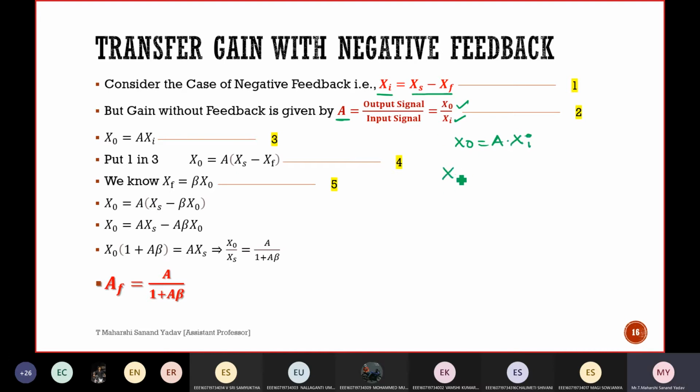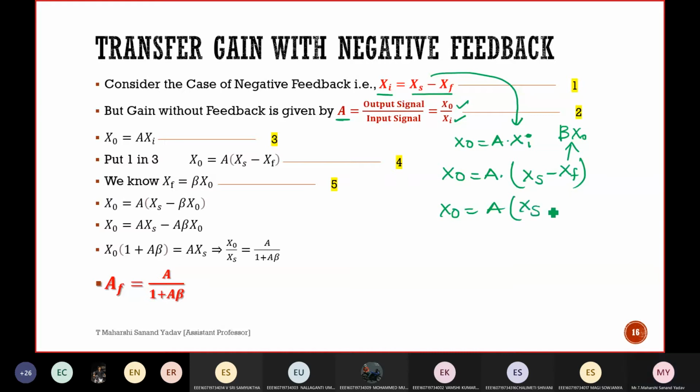Now I know that x out is equal to A times xi, whereas xi is nothing but xs minus xf. I'm substituting this, and xf is beta times x naught. Substituting, the output is equal to A into xs minus beta times x naught.